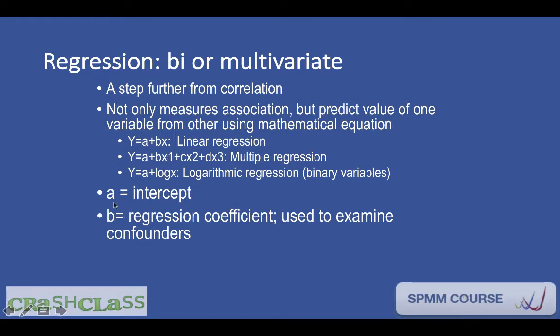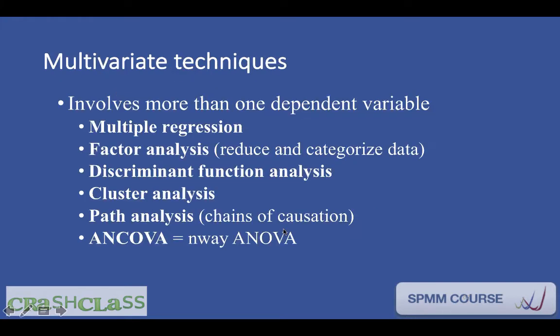Remember, A stands for a constant, it's called intercept. B stands for the regression coefficient. Just like how you have R and rho in correlation, called correlation coefficient, in regression the coefficient is called regression coefficient and it is represented by B. Sometimes people use beta. So if you see B or beta, that is a regression coefficient.